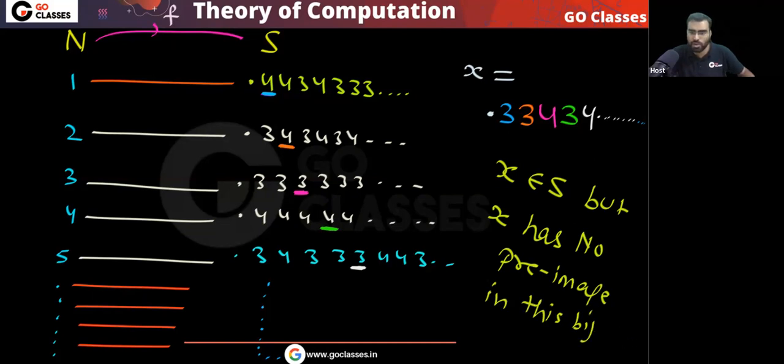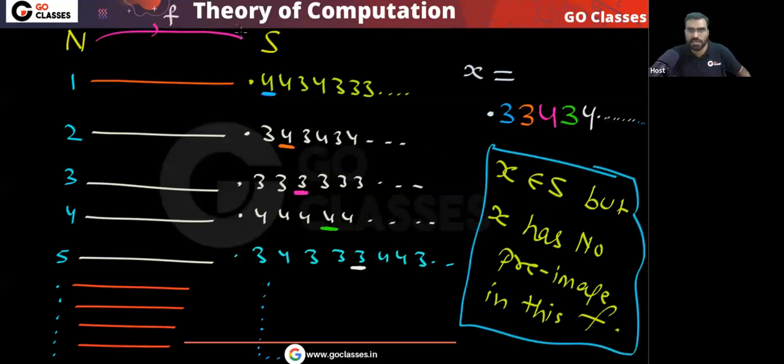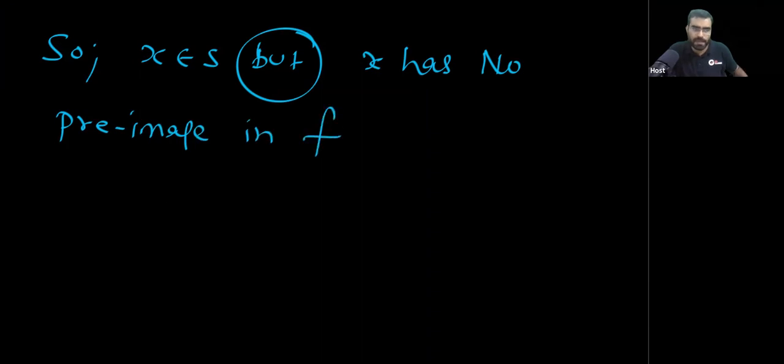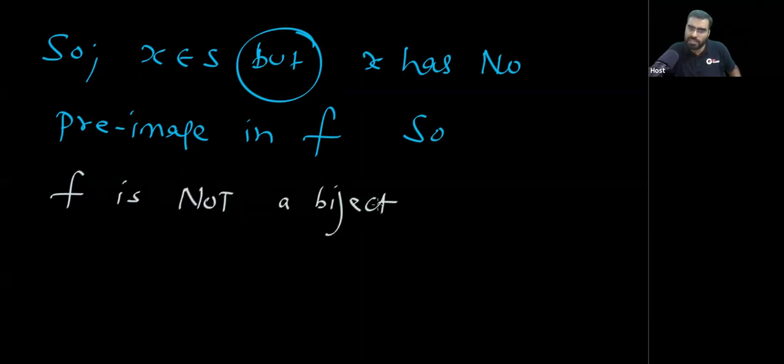So can I say F is not a bijection? No pre-image in this F. So F is not a bijection. Yes or no? X belongs to S, but X has no pre-image in this F. Basically, you did not cover X. So F is not a bijection, right?